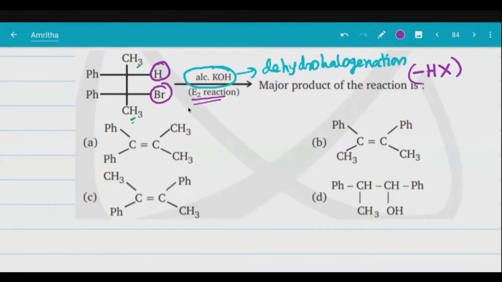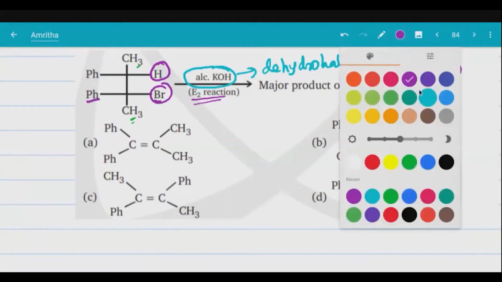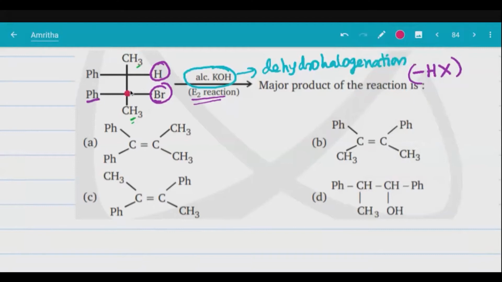For an E2 reaction, they must be in opposite directions. But how can we bring them in opposite directions? I'll tell you a very simple trick. See, in any Fischer projection, look at this. This is called a chiral center. This red colored center is called a chiral center. So there are 2 chiral centers, chiral carbons.